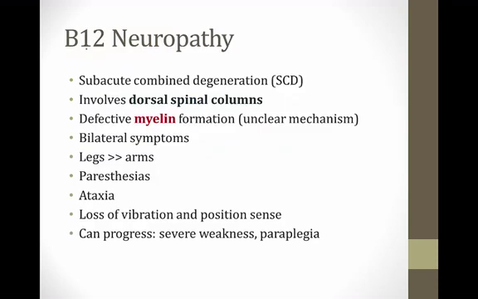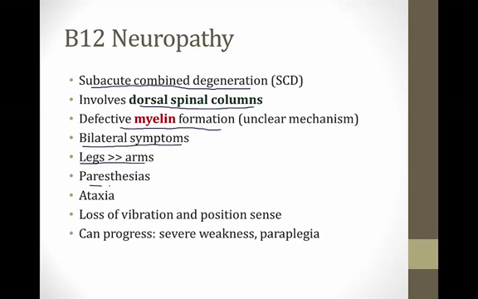The neuropathy that occurs in B12 deficiency is called subacute combined degeneration, and it involves the dorsal spinal columns. I talk about this in more detail in the neurology modules on the spinal cord. It results from defective myelin formation as a result of B12 deficiency. The exact mechanism by which B12 causes this is unclear. Symptoms are typically bilateral, and they're usually in the legs much more than the arms.